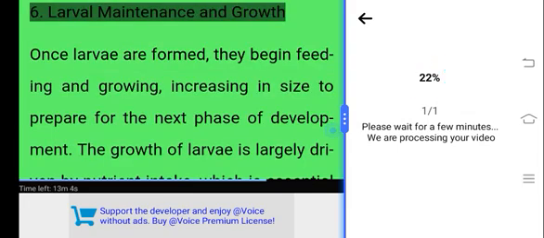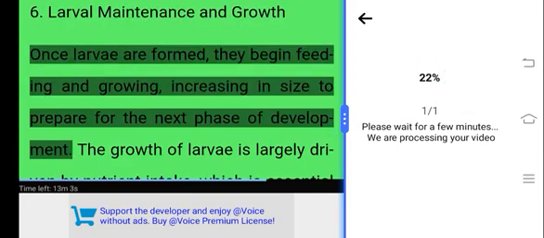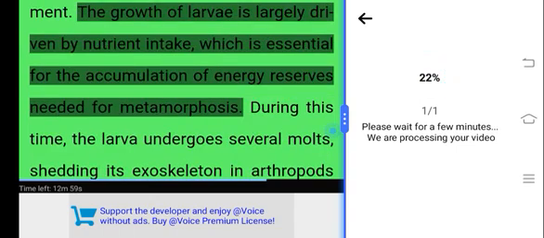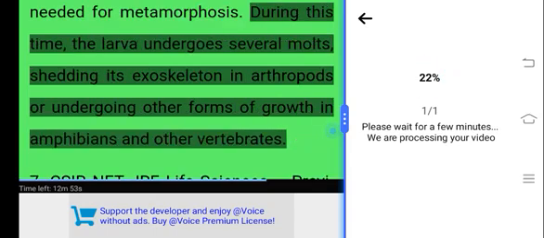6. Larval maintenance and growth. Once larvae are formed, they begin feeding and growing, increasing in size to prepare for the next phase of development. The growth of larvae is largely driven by nutrient intake, which is essential for the accumulation of energy reserves needed for metamorphosis. During this time, the larva undergoes several molts, shedding its exoskeleton in arthropods or undergoing other forms of growth in amphibians and other vertebrates.